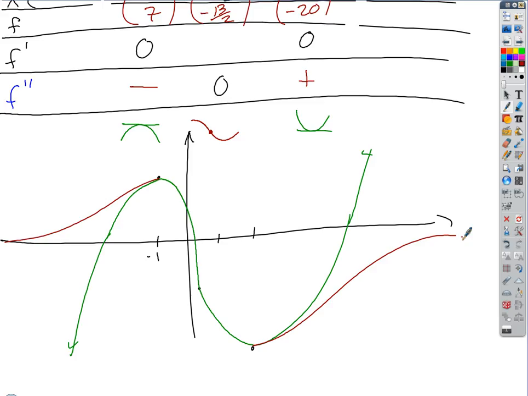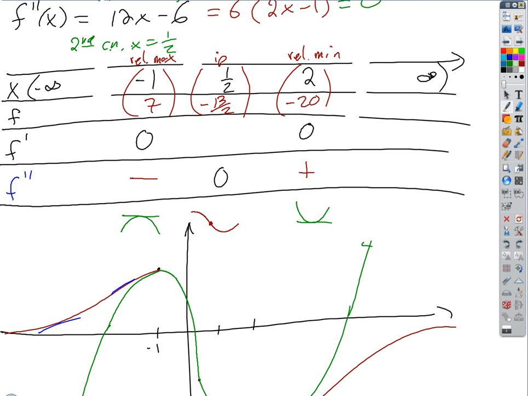Want to say it again, Zoe? You'd need another inflection point, because look what would happen. We would go from being concave down somewhere to being concave up. We'd have to pass through another inflection point, and there aren't any. How do we know that? Because there's only one critical number of the second derivative. So how many possible inflection points could there be? One, right? Okay, make sense?